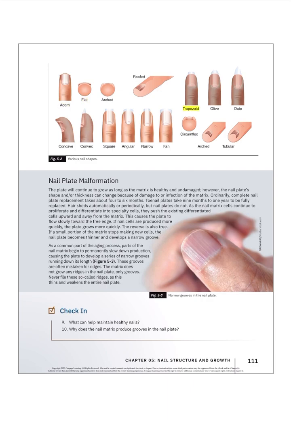Roofed, flat, acorn, trapezoid, olive, date, arched, circumflex, concave, convex. Figure 5.2. Various nail shapes. Square, angular, narrow, fan, arched, tubular, nail plate malformation.